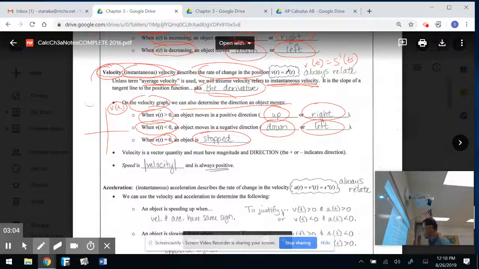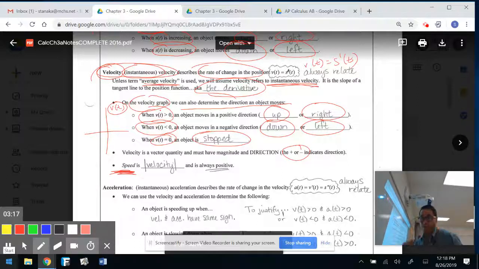Now, velocity is a vector quantity and must have magnitude and direction. Thus, the plus and the minus are important for interpreting it. However, if we reference the speed of an object, how fast it's going, then that's the absolute value of velocity, and speed is always positive.